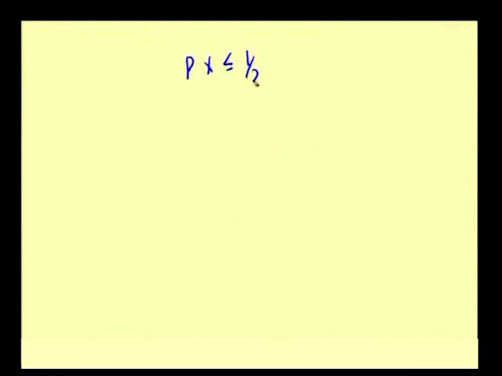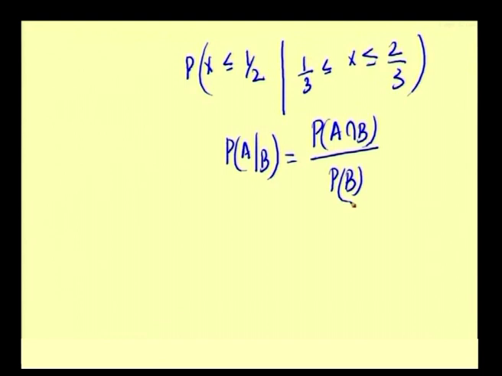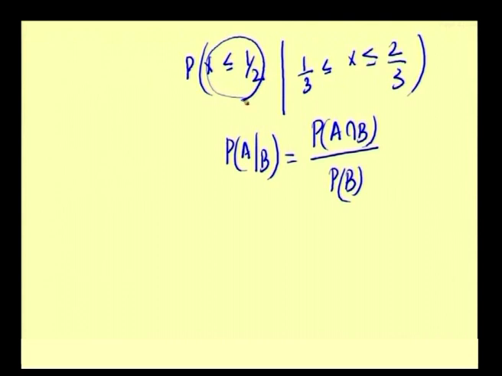Fourth subdivision is P of x less than or equal to 1 by 2 given 1 by 3 less than or equal to x less than or equal to 2 by 3. Now, we have seen a conditional probability formula where P of A given B is equal to P of A intersection B divided by P of B. Here, what is your A event and what is your B event? A is nothing but x less than or equal to 1 by 2. Your B event is 1 by 3 less than or equal to x less than or equal to 2 by 3.